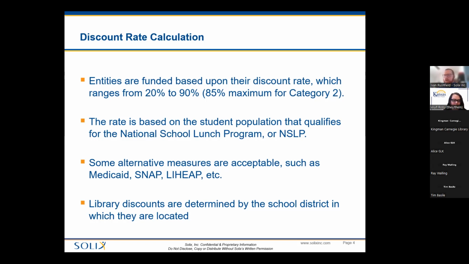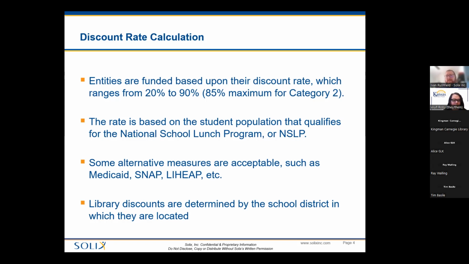Now, how do you know what kind of discount you get? Well, that rate is determined by the student population in your area that qualifies for the National School Lunch Program. The higher the percentage of kids that qualify for that program, the higher your discount is. Again, up to 90%. Really, if any more than 75% of the kids qualify, then it's a 90% district, and so a 90% library. There are other ways to determine this information.